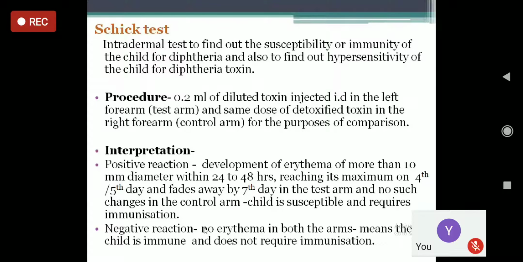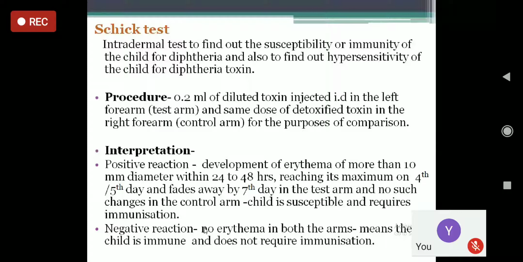Right? Shik test. So it is an intradermal test, which is done to find out the susceptibility or immunity of the child, whether the child is susceptible to the bacteria which cause diphtheria or whether they are immune to it, and also to find out hypersensitivity of the child to diphtheria toxin, like whether they will develop any adverse effects after giving the vaccine or not. For that, we have to do the Schick test.